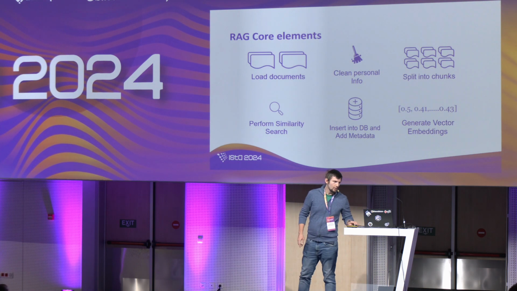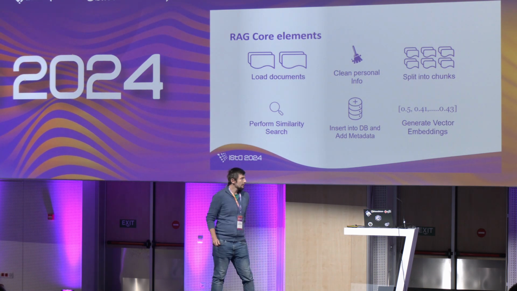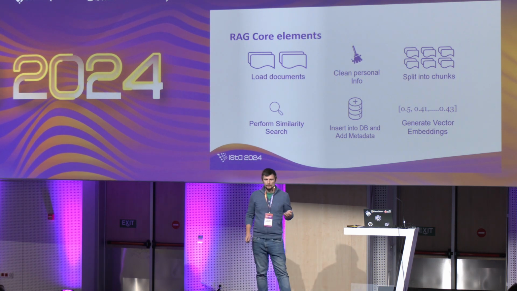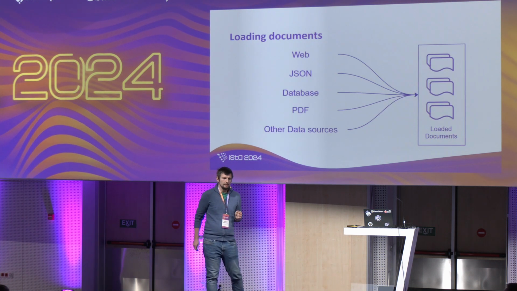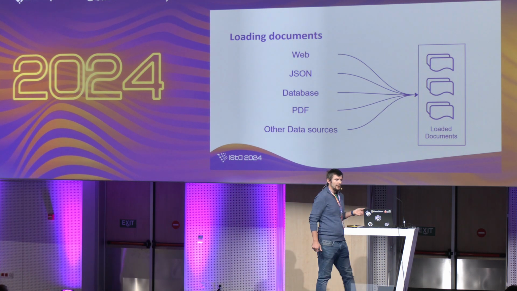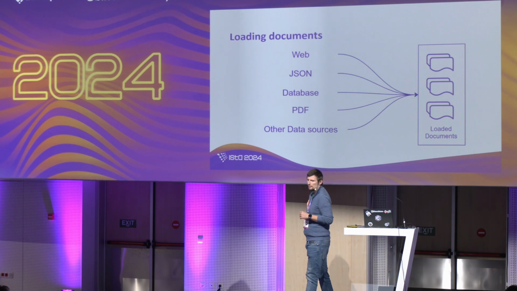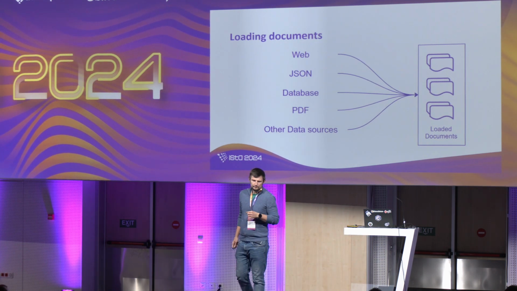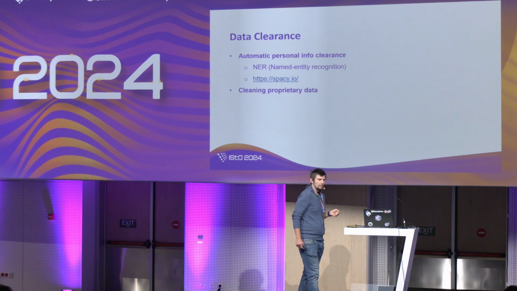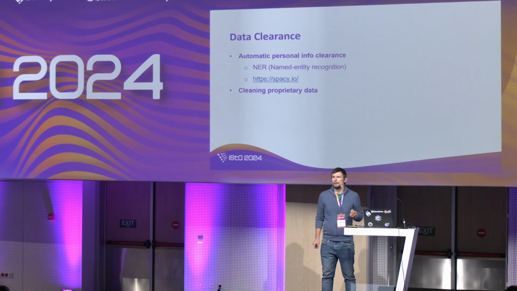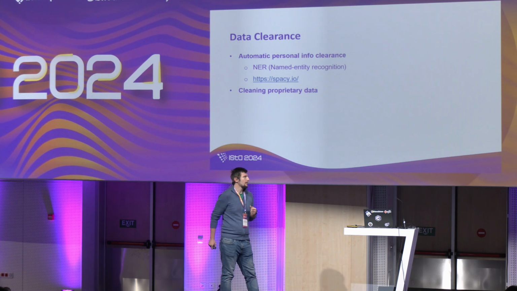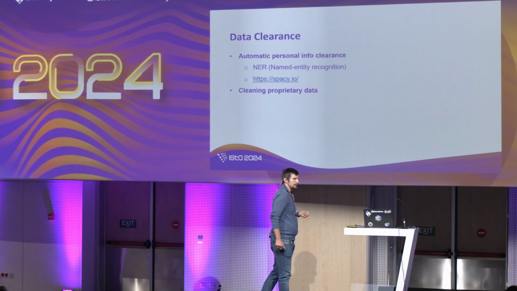Now we'll talk more about different RAG elements. These are the most common parts of the RAG workflow. First, we have loading documents. Documents are typically parts of web pages or JSON files. It could be part of your private database. Loading documents is actually just getting and parsing these documents inside memory. We also may need to clean the data, especially if you have data which is proprietary or contains some personal data. You may need to clean this data.